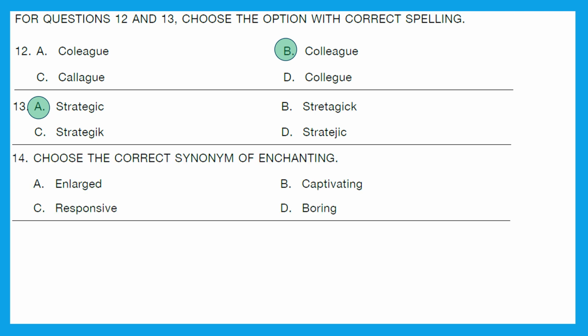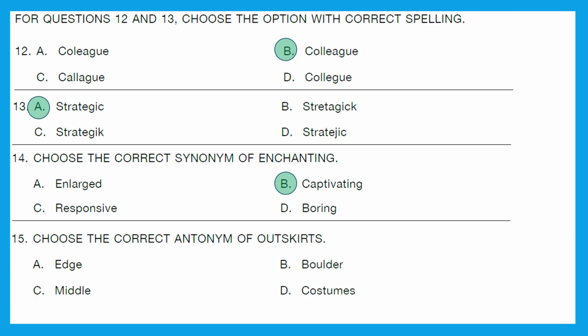Question 14. Choose the correct synonym of enchanting. Here synonym means similar word with the same meaning. And what does enchanting mean? Enchanting means something that is very attractive and magical. Here option B suits best, because captivating and enchanting both mean something that is very attractive and magical.